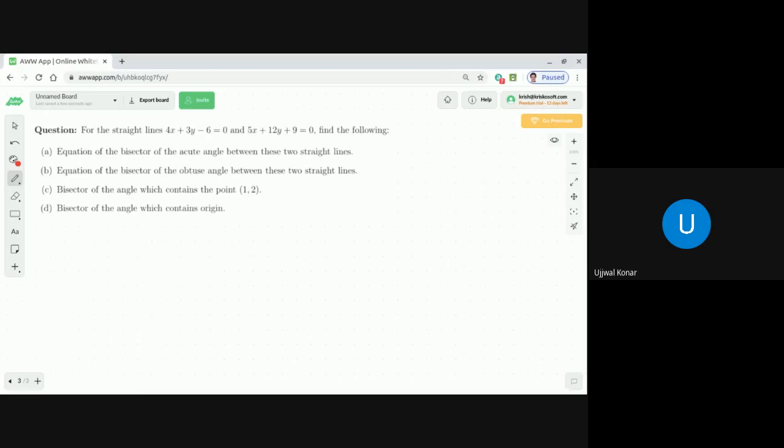The question is: for the straight lines 4x plus 3y minus 6 equal to 0 and 5x plus 12y plus 9 equal to 0, find the following. First, the equation of the bisector of the acute angle between these two straight lines. Second, the equation of the bisector of the obtuse angle. Third, the bisector of the angle which contains the point (1, 2). And fourth, the bisector of the angle which contains the origin. Okay, let's do it one by one.